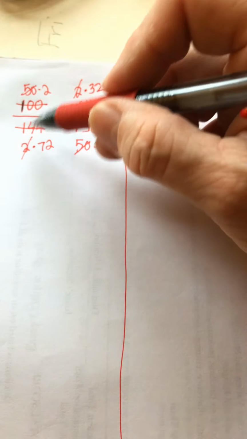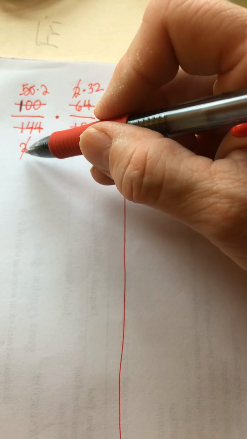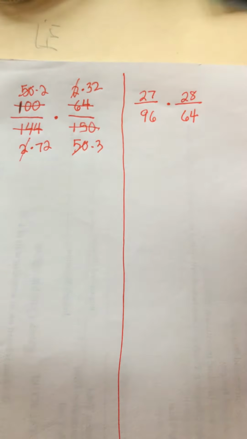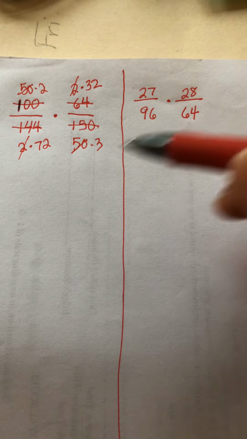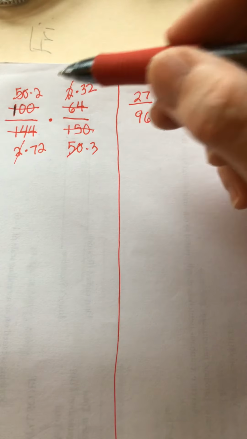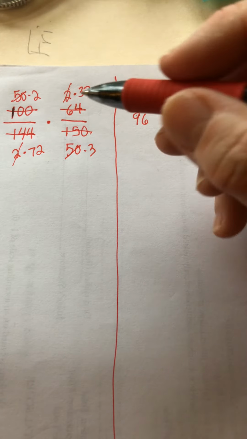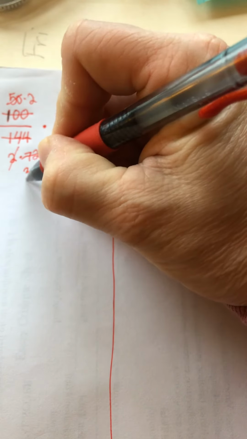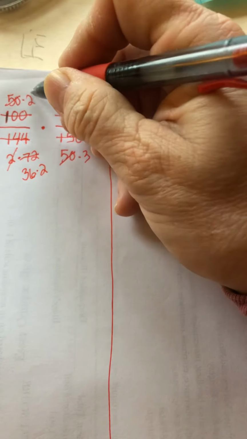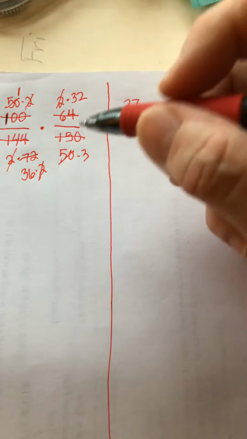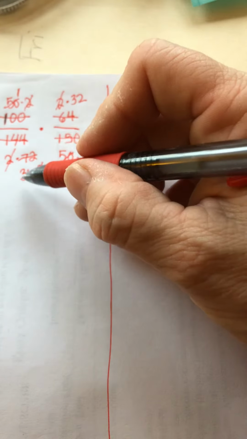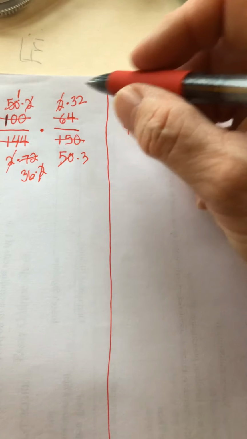Now, I can't cancel that with this one because I've already gotten rid of this. This is a 1 now. It's not a 2 anymore. So I have 72 and 2. I can get rid of something there. This is 36 times 2. Now, all I have left up here is 1, and down here I have 36, but I can simplify here.